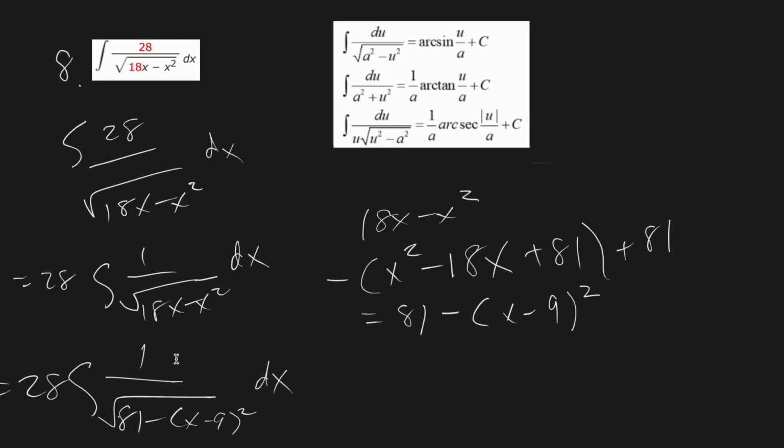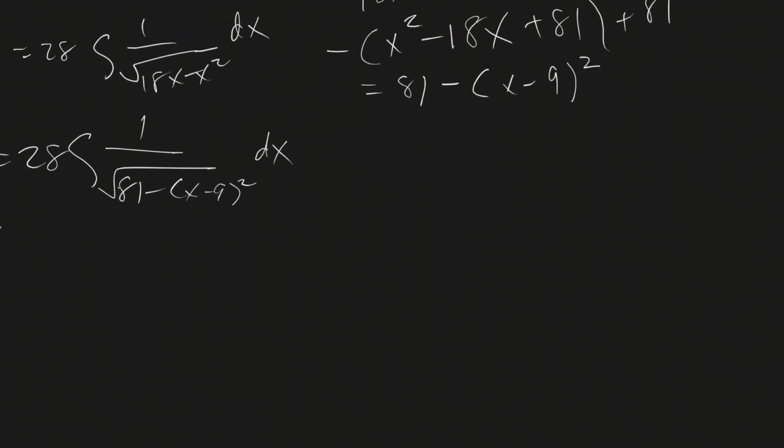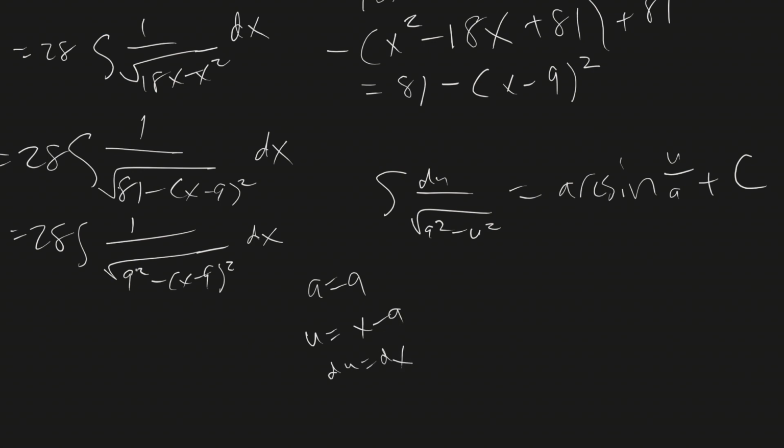Now let's look back to our inverse trig formulas. This fits the arcsine formula. We can set x minus 9 equal to u, and we can set 9 equal to a, since a squared is 81. Nine squared minus x minus 9 squared dx. So from our trig formula, we can set a equal to 9, u equal to x minus 9, and du simply equals dx. So 9 is a, x minus 9 is u.